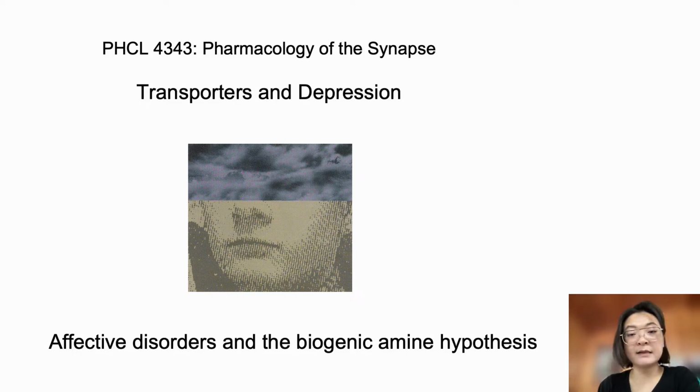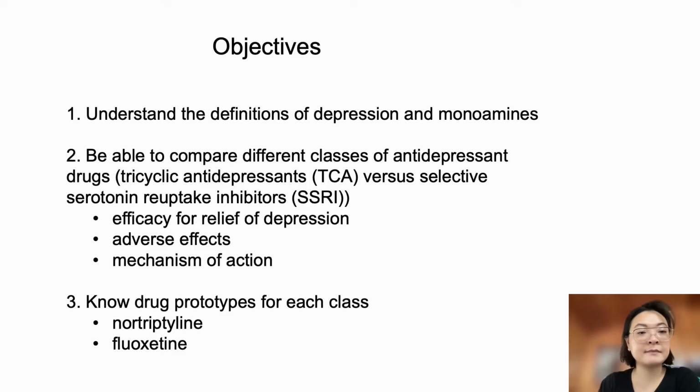In this video, we're going to explore affective disorders, specifically depression, and discuss monoamine neurotransmitters. The objectives of this week are to understand the definitions of depression and monoamines, to compare the different classes of drugs, so the tricyclic antidepressants versus the selective serotonin reuptake inhibitors, in their efficacy for relief of depression, their adverse effects, and their mechanism of action. I'd like you to note drug prototypes for each class, so nortriptyline for the TCAs and fluoxetine for the SSRIs.